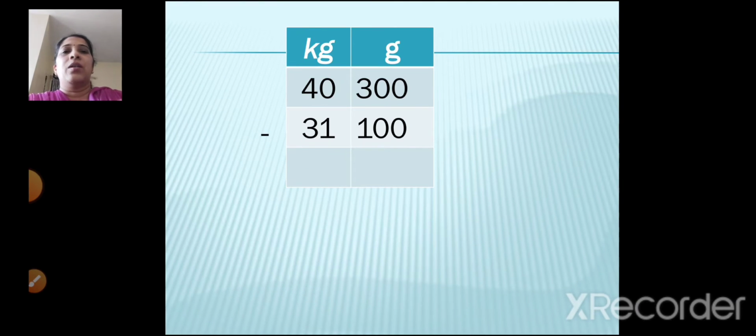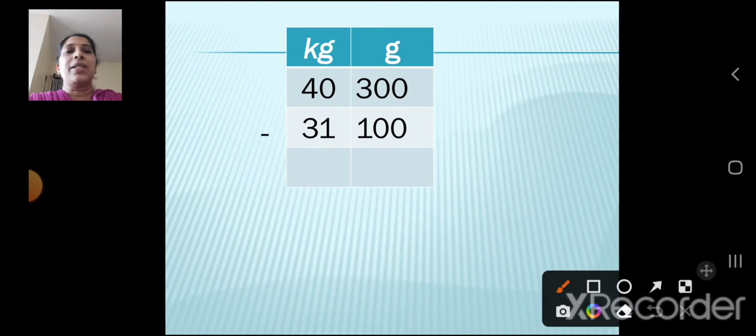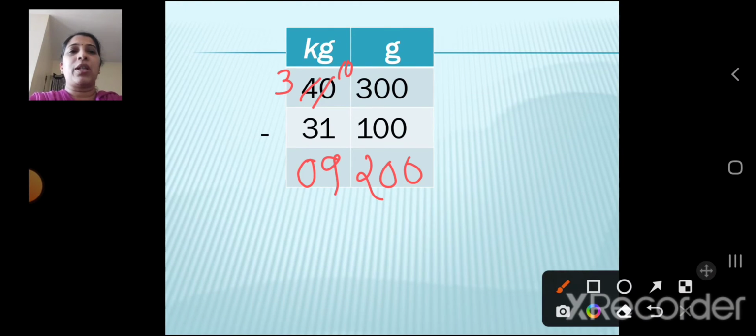Now 300 minus 100, right? So 0 minus 0, 0, 0 minus 0, 0, 3 minus 1 is 2, right? Now 0 minus 1 you cannot subtract, so you are going to borrow 1 from 4. So 4 minus 1 is 3, right? And here it will become 10. 10 minus 1 is 9 and 3 minus 3 is 0. So we got the weight of the onions as 9 kg 200 gram.